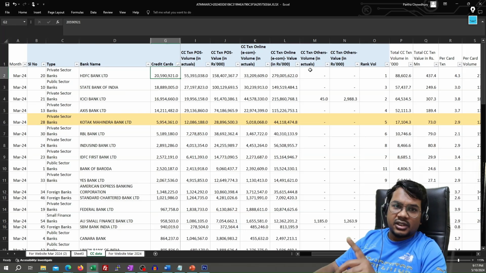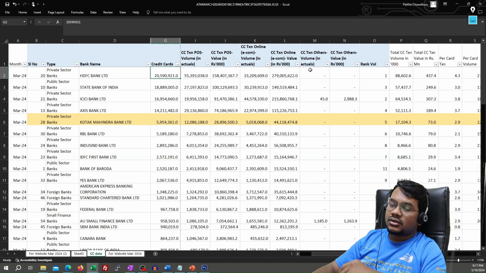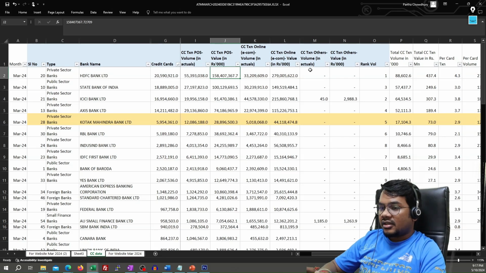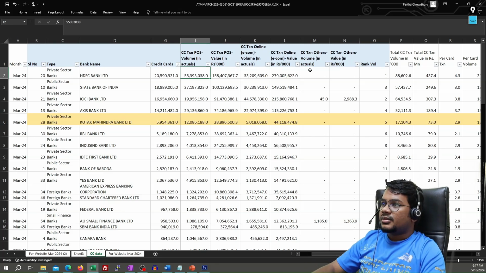Now this number includes both your retail cards and corporate cards. Just a disclaimer, corporate cards usually generate a lot of high volume balances, but the number of transactions is probably less than the retail customers, so that is not reflected here. I'll come to that point later on, but this will give you a good understanding of how the credit card market is. So HDFC is number one in volume.